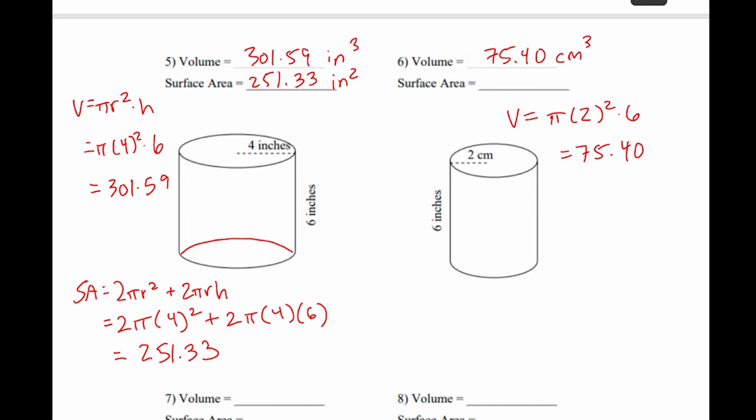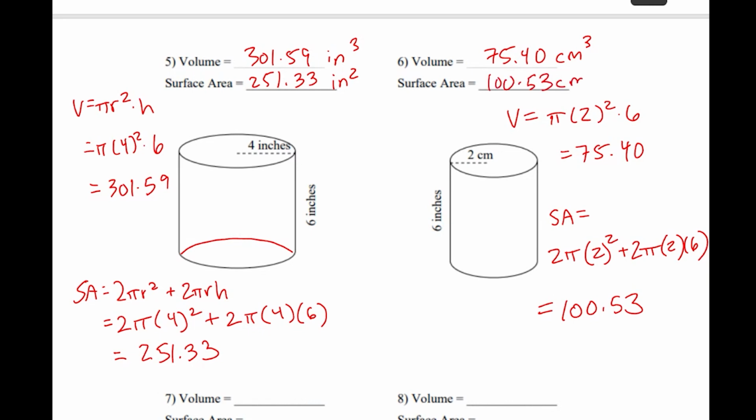So the volume is roughly 75.40 cubic centimeters. The surface area is 2 times pi times the radius, which is 2 squared, plus 2 pi times the radius times the height, which is 6. So I just need to type that whole thing into the calculator. 2 times pi times 2 squared plus 2 pi times 6 times 2. And that's going to be about 100.53 square centimeters.